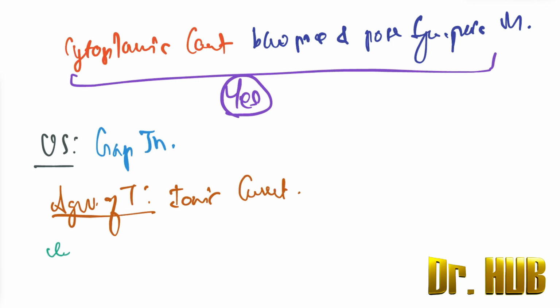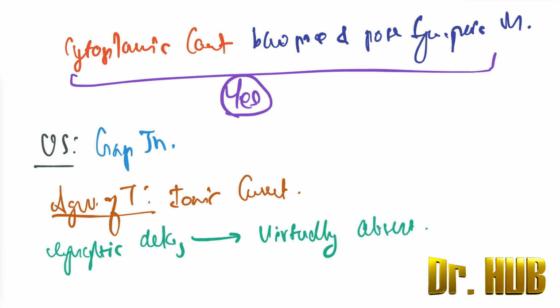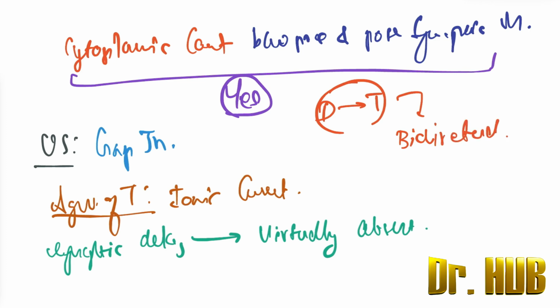So how is the synaptic delay? The synaptic delay is virtually absent. Then how about the direction of transmission? The direction of transmission is bidirectional. Whereas in the case of chemical, it was unidirectional, and in electrical, it is bidirectional. And the synaptic delay was virtually absent.